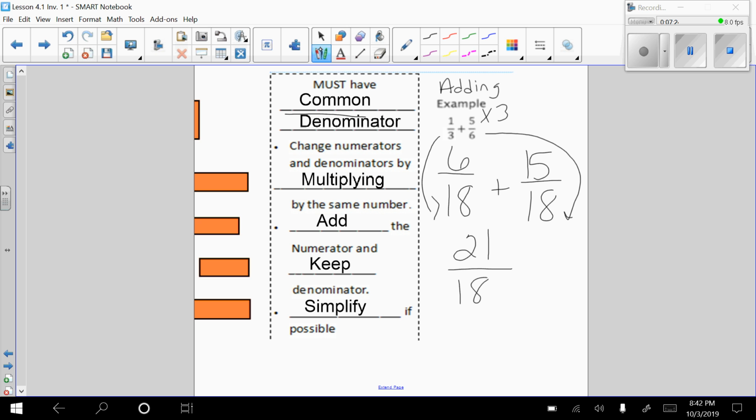Well, how many groups of 18 can you take out of 21? I can take one group of 18, and I have 3 out of 18 left over. But then I still have to ask myself, can I simplify that fraction? I can. I can divide them both by 3, find out that this is 1 and 1/6. Make sure you've written down this example and have it to refer to later.